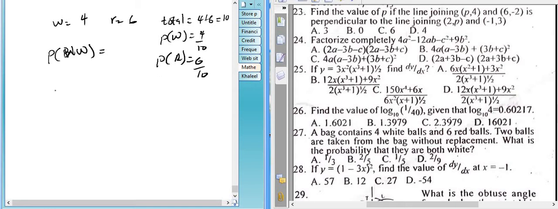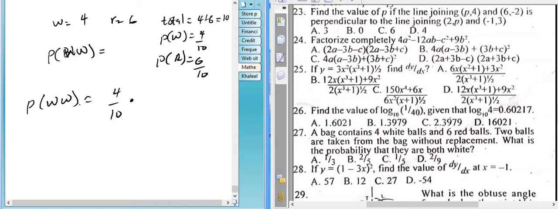So the probability of W, that is what we want to find: both are white, without replacement. The first picking has probability 4/10.